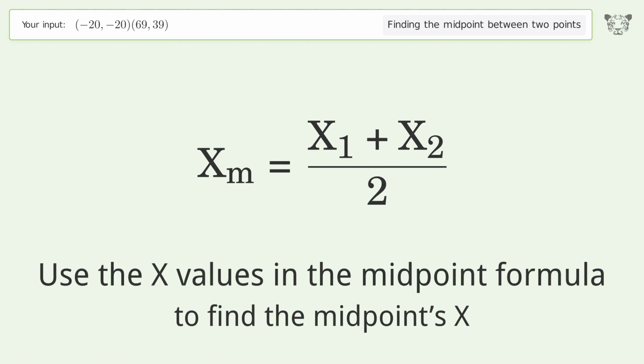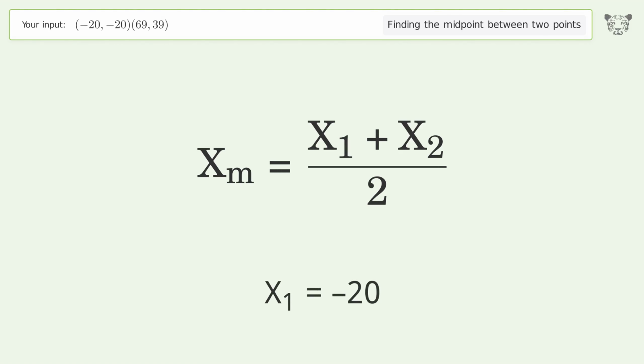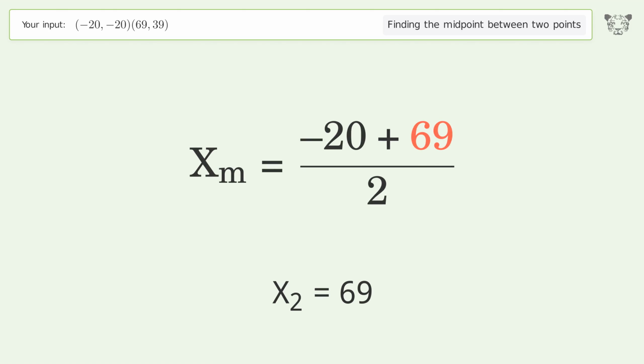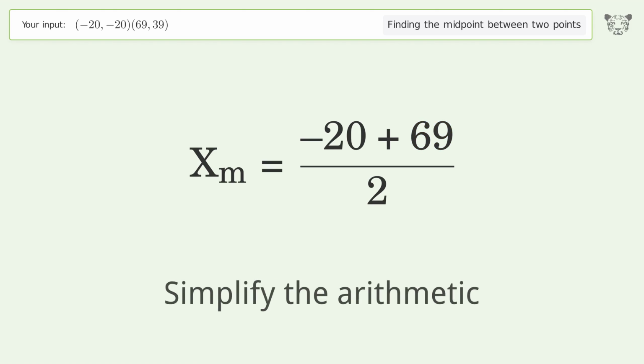Use the x values in the midpoint formula to find the midpoint's x. x1 equals -20. x2 equals 69. Simplify the arithmetic.